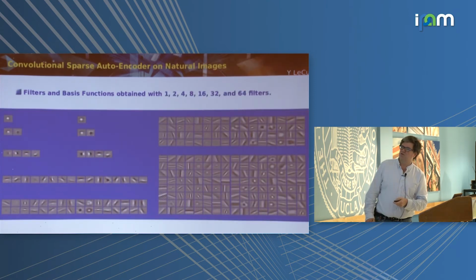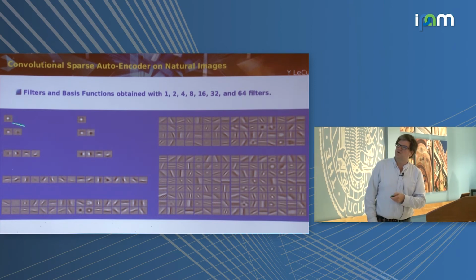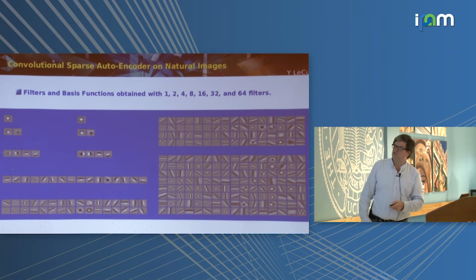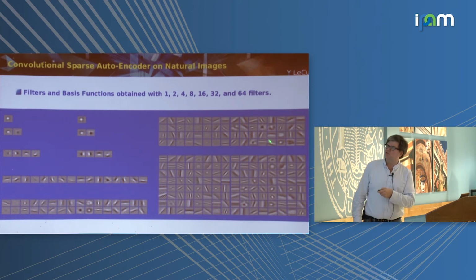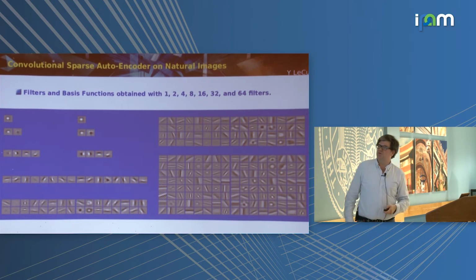So these are examples of filters that you get with this technique if you train with 1, 2, 4, 8, 16, 32, and 64 filters. And you have two blocks of almost identical filters. I think the one on the left is the encoder, and the one on the right is the decoder, and they end up being very similar. So the encoder is almost linear. It's basically just a one-layer neural net with a nonlinearity. The decoder is linear. And the filters end up being very similar.